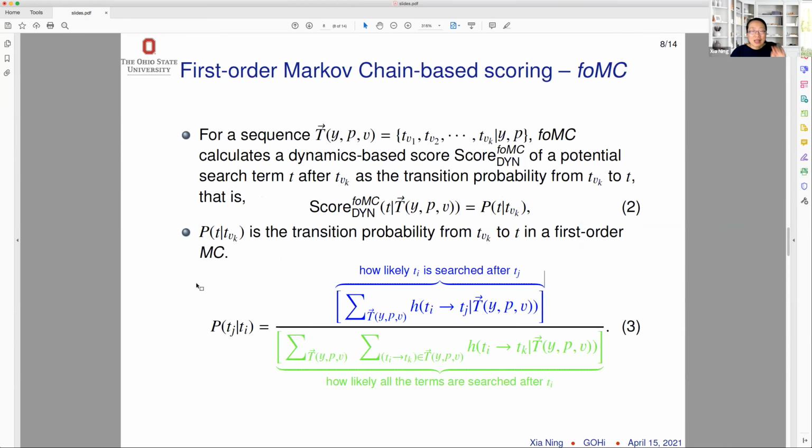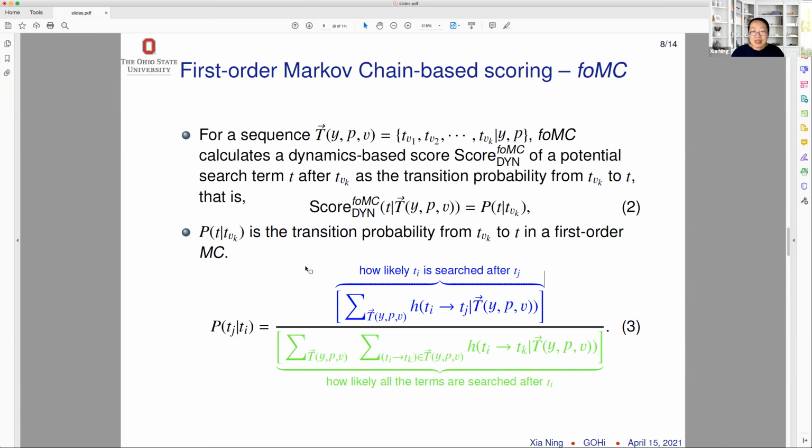And for the dynamic part, we use something called a first order Markov chain. The idea of Markov chain is also very simple, I would say. The idea is that the next item you want to search only depends on the previous item that you searched, and it's irrelevant to anything earlier. Or in other words, the next item you search is only determined by the current item you are searching for. So that's the very simplified assumption behind Markov chain.